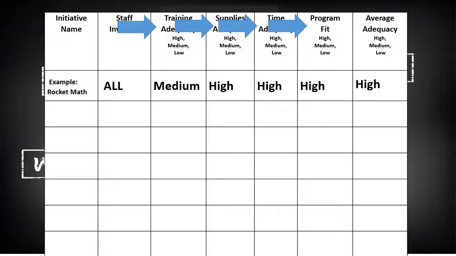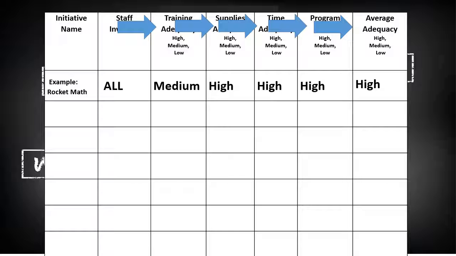And then finally, after you have this information, you can average out these values to give yourself an idea what's working and what's not based on how they're being supported. So now as you measure the effectiveness of initiatives, you have this lens to view whether or not the success is due to the initiative, or is it due to how the initiative was implemented.